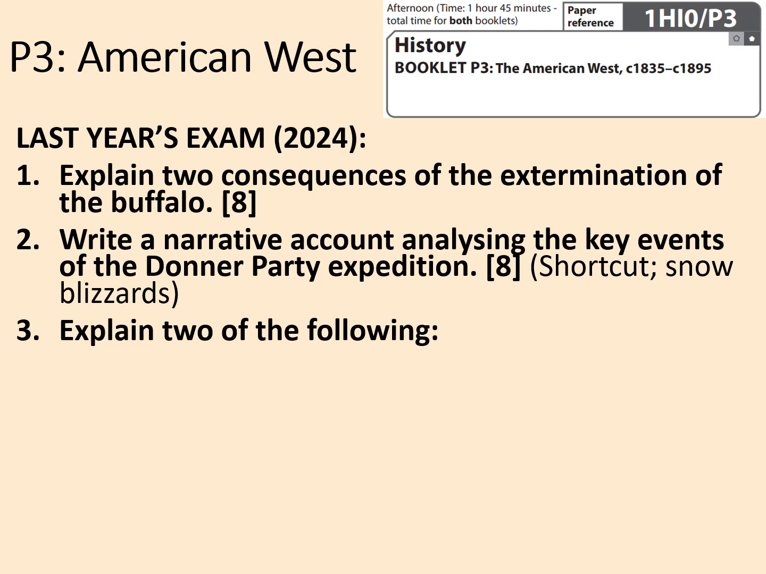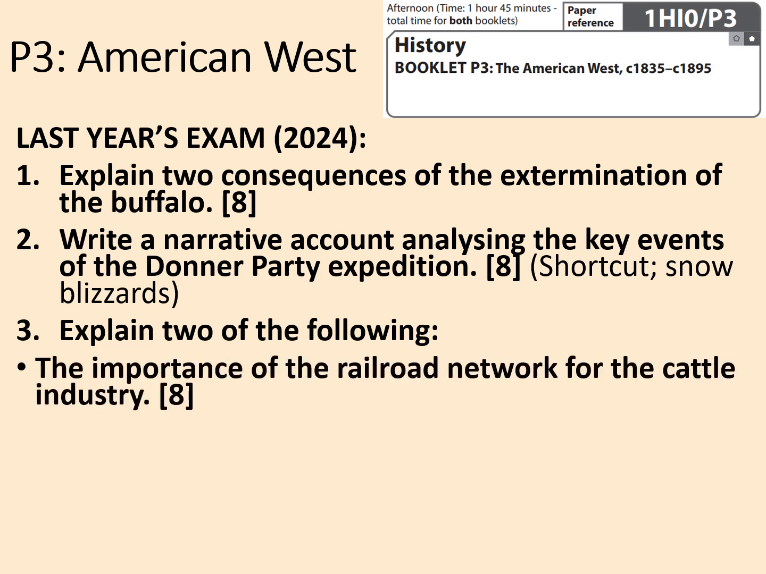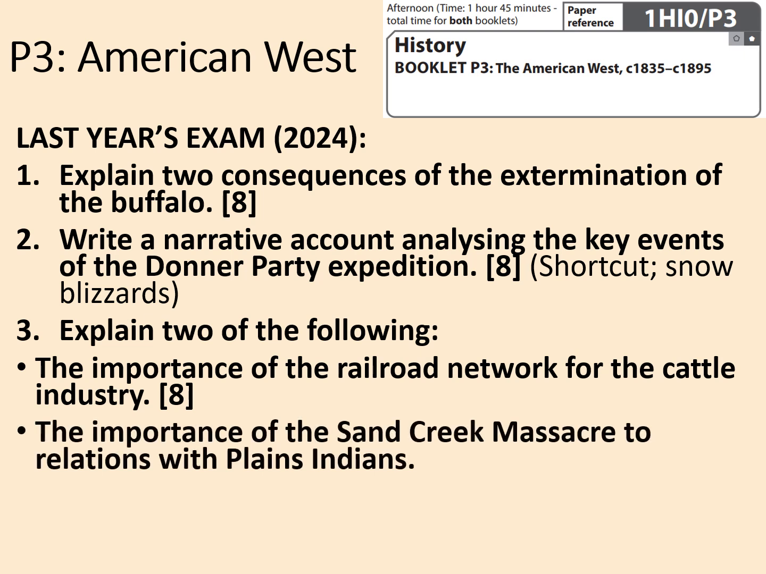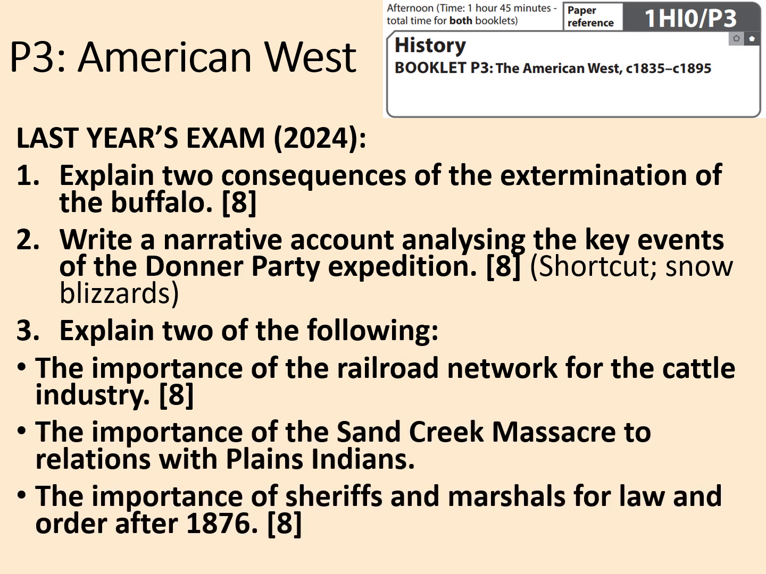And then explain 2 of the following. The importance of the railroad network for the cattle industry, which I think I predicted as well. The importance of the Sand Creek Massacre to relations with the Plains Indians, and the importance of sheriffs and marshals for law and order after 1876. And that's crucial, not the earlier period, that's a later one after 1876, also worth 8 marks.